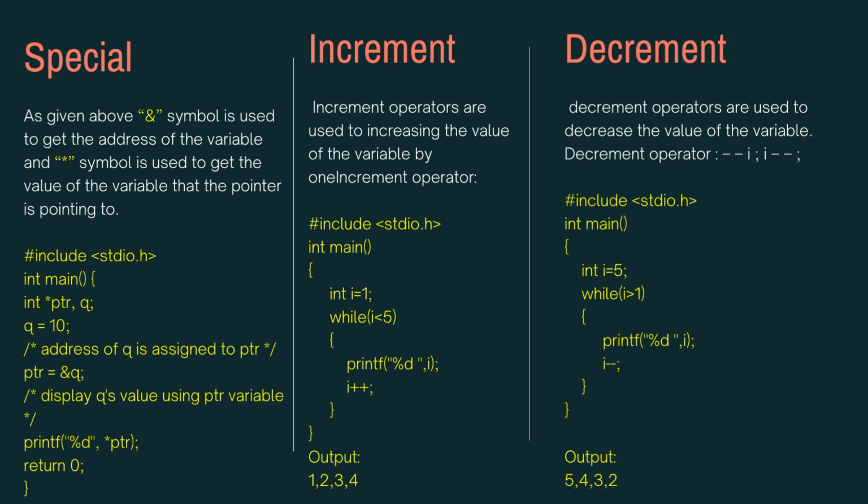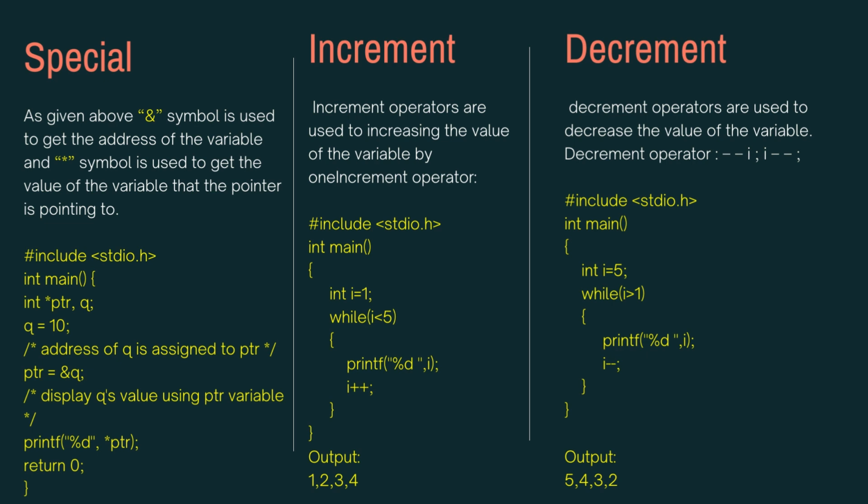Next, increment operators. Increment operators are used to increase the value of variables by one. In the example here, you can see that if integer i is equal to 1, while i is less than 5, we can use the increment operator if we would like to print the values incremented by 1. In this case, 1, 2, 3, 4 will be printed out. This operator can be written as i++ in C programming.